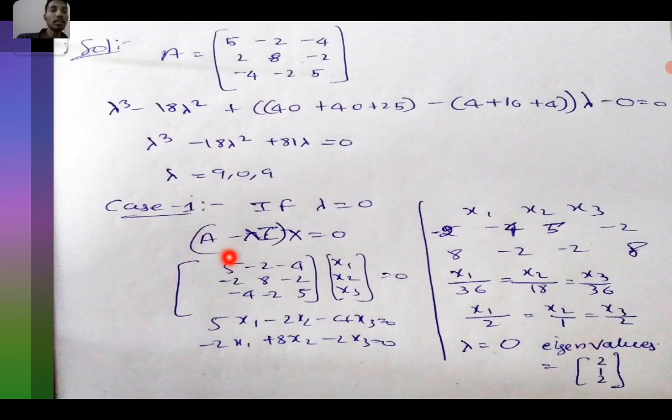By substituting the eigenvalue lambda equal to 0 in (A minus lambda I) x equal to 0, we get two equations, that is 5x1 minus 2x2 minus 4x3 equal to 0 and minus 2x1 minus 8x2 minus 2x3 equal to 0. By solving these two equations, we get x1 by 2 equal to x2 by 1 equal to x3 by 2. Therefore, for lambda equal to 0, the eigenvector is 2, 1, 2.